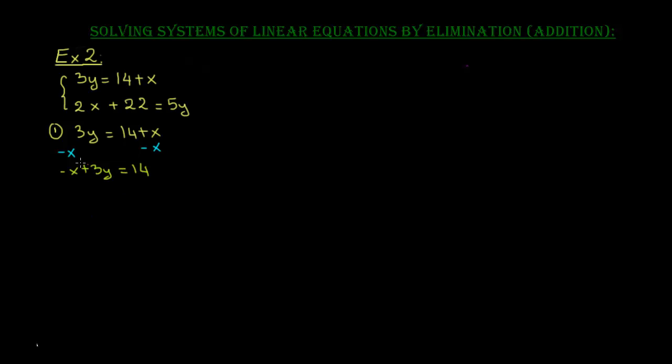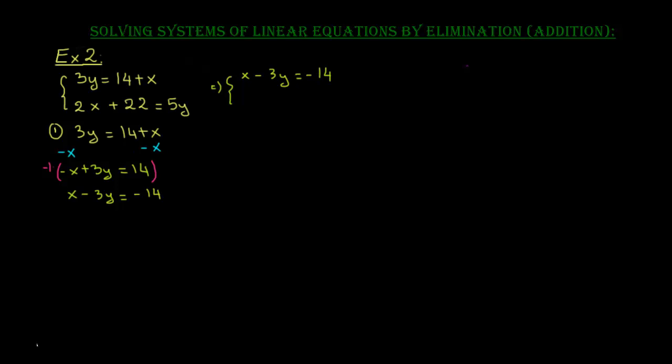But we also don't like the negative in front of x, or starting an equation with a negative. So I multiply the whole equation by negative 1, which basically changes the sign of every single term. So we have x minus 3y equal to negative 14. Since the first equation is now in the general form, I will write it back at the top: x minus 3y equals negative 14.